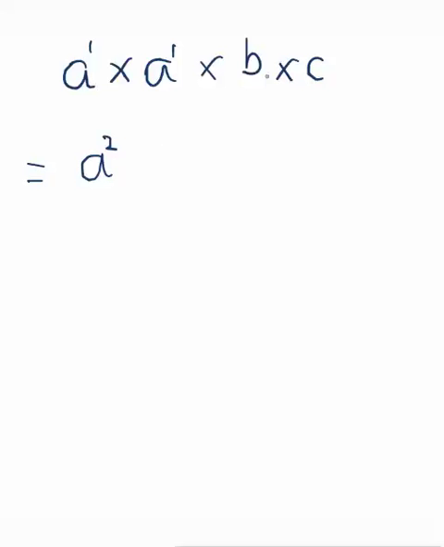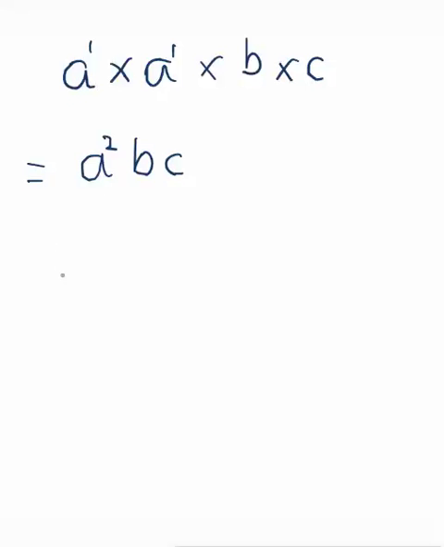b and c, I can't add their powers because they're different base numbers. So I'm left with b and c. And we know that there is an invisible times in here, and that will be our final answer. So remember, only adding the powers of the same variable, same base.